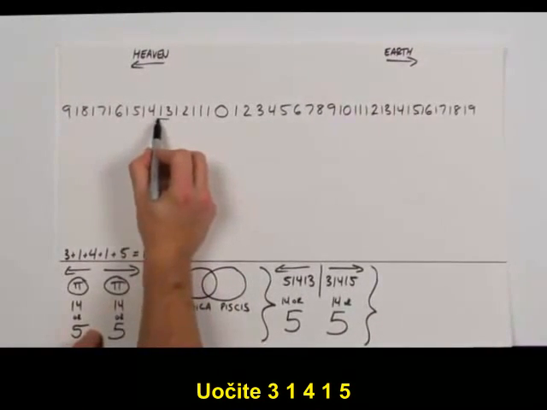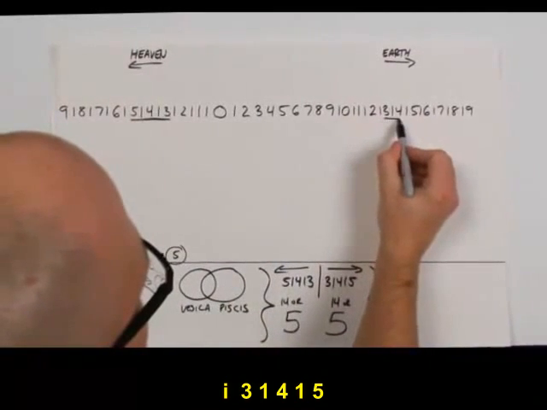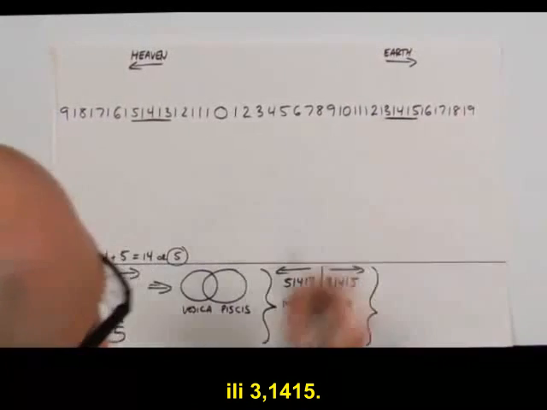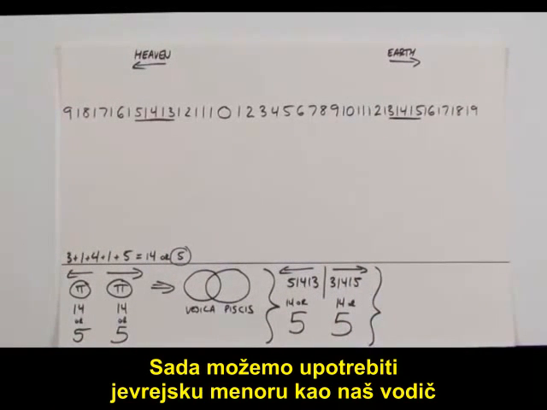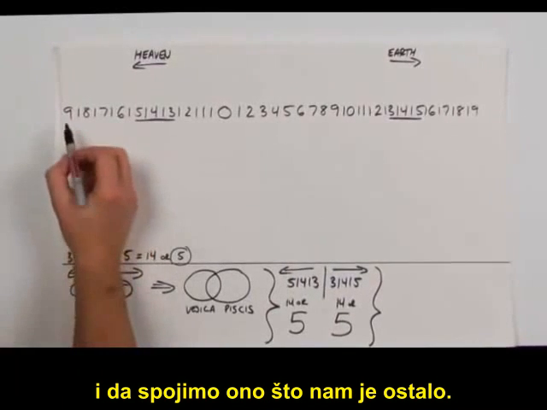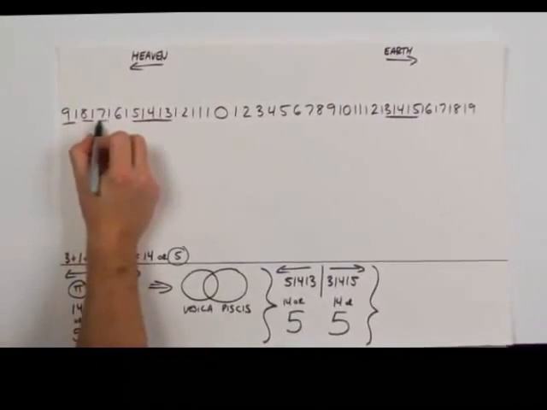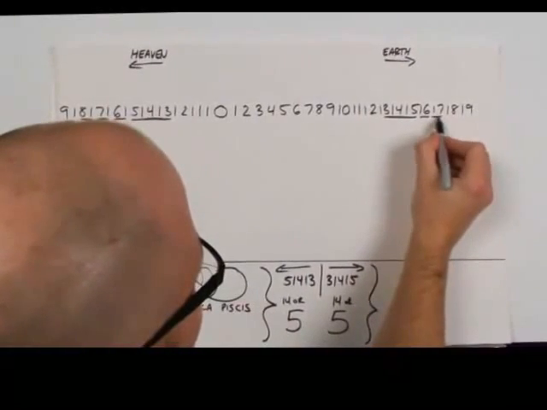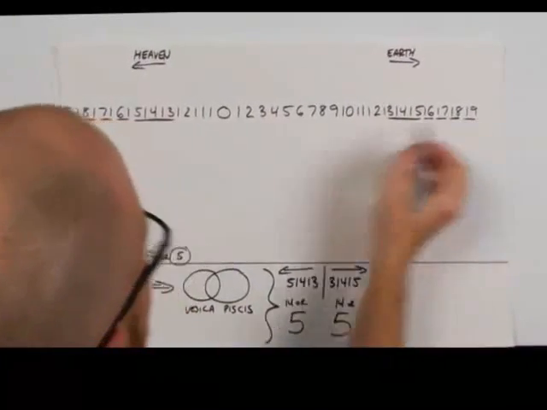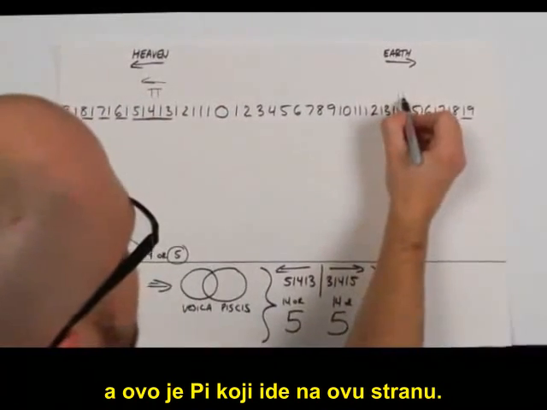Notice 31415 and 31415, or 3.1415. Now we can use the Jewish menorah as our guide and connect what we have left. This is pi going this way, and this is pi going this way.